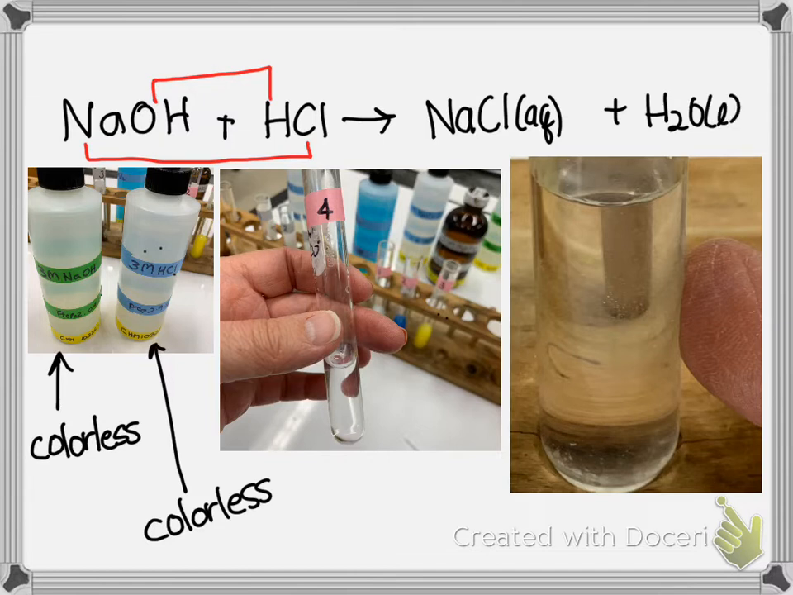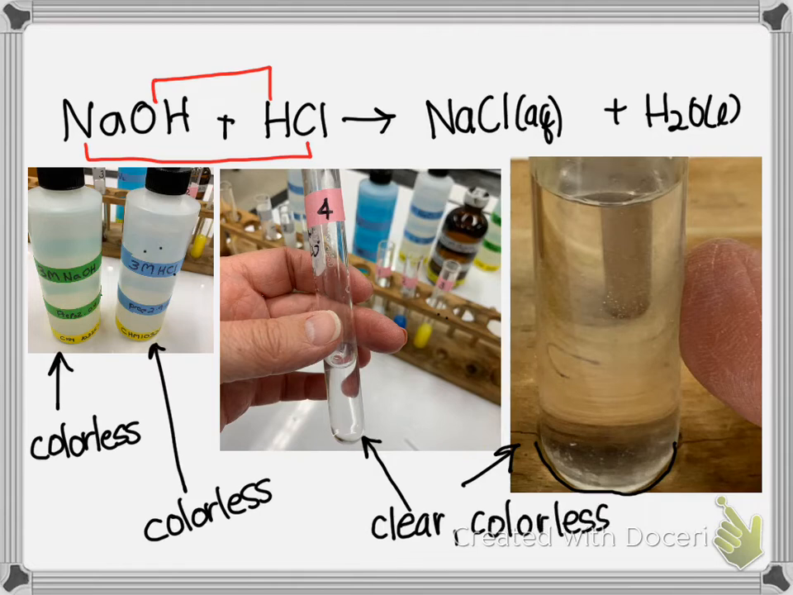And so when you look at what happened in both cases, and in the bottom, this may look like there's solid, but there's not. I think it's just the test tube reflecting. This had nothing in it. It was still clear and colorless. So if I was only using my eyes as the observations, I would have thought that nothing happened because I mixed two clear and colorless solutions and it made a clear and colorless solution.